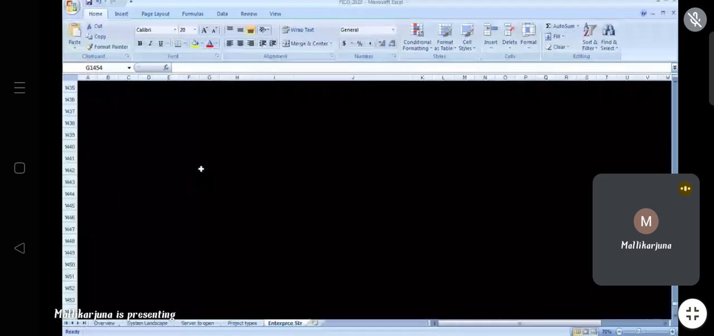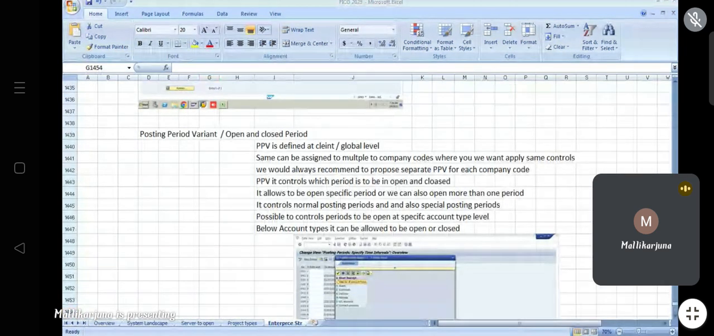So the next configuration is chart of accounts. Before we move to the next configuration, does anyone have any questions regarding this functionality?